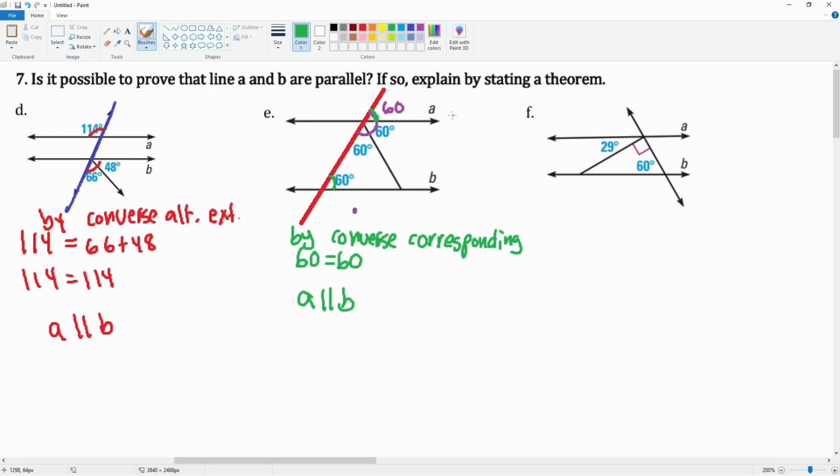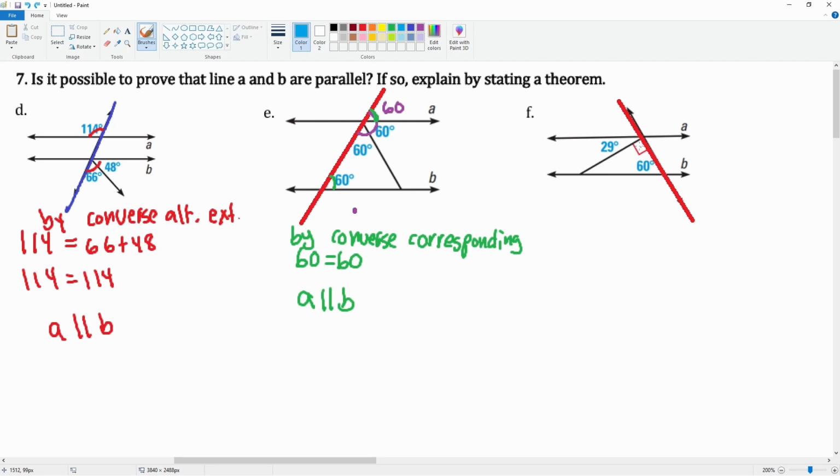All right, so let's see here. We can see this is the transversal. Right, and then if this is 60, this should be 60 here, up here. Okay, so let's see if we can figure that out.